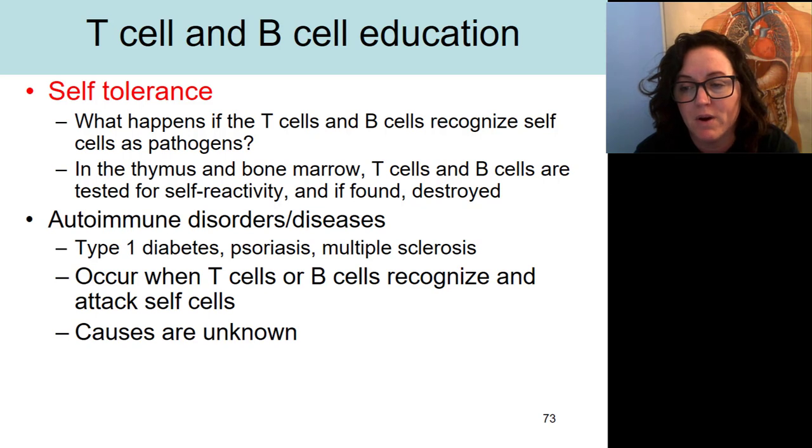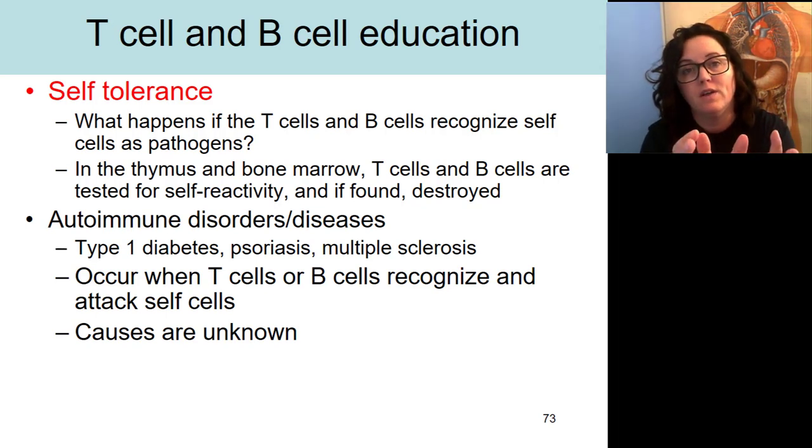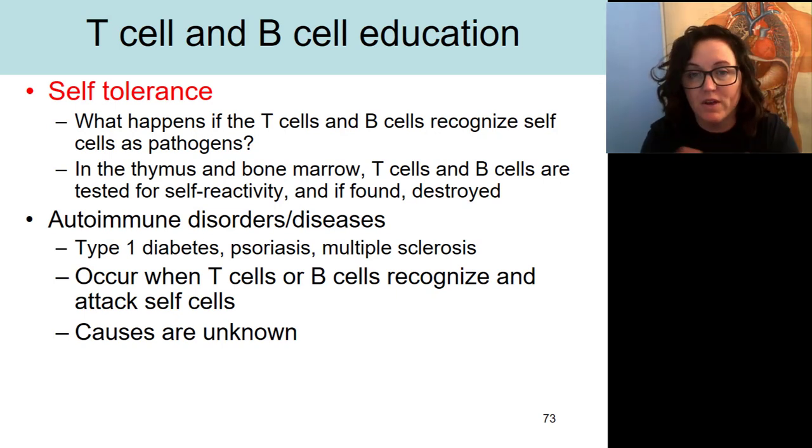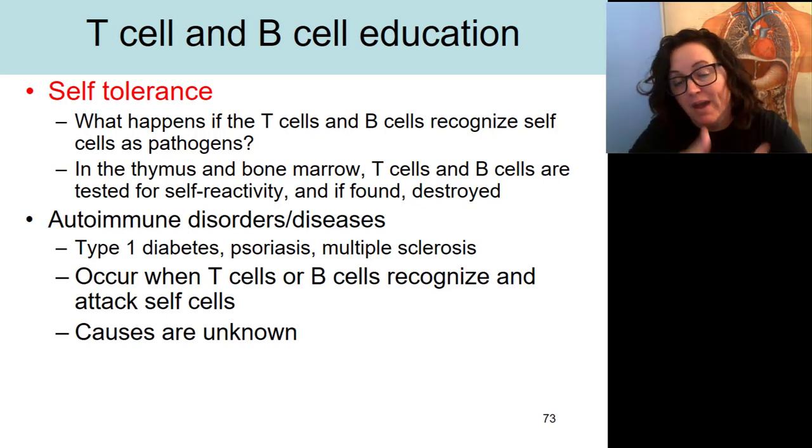In the thymus and the bone marrow, T cells and B cells are tested for self-reactivity. So basically, T cells and B cells are shown a self-cell, right? And then the professors, if you will, say, what are you going to do to this self-cell? And if the T cell and B cell leave it alone, then they pass that test.